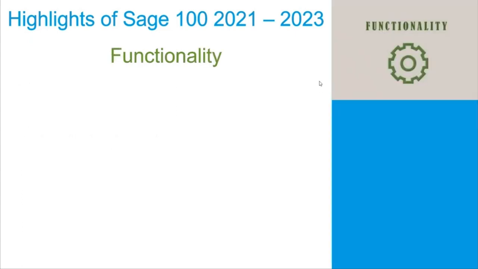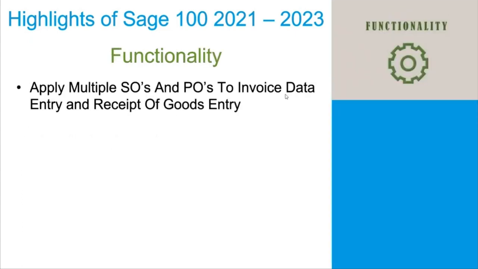All right. So let's move on to functionality. So one function that we really have found positive through our client base is multiple sales orders and multiple purchase orders on invoice data entry and receipt of goods entry. So what that means is you can have 2 sales orders or 2 purchase orders. And when you do that entry, we'll take the example of invoice data entry. We can apply multiple sales orders to one invoice. So it used to be a 1-to-1 relationship, only 1 sales order to 1 invoice. Now you can actually do multiple sales orders.